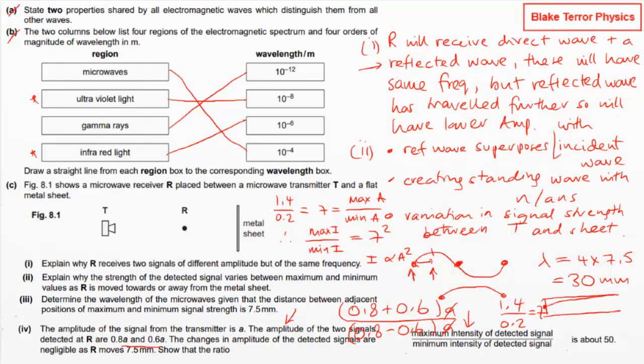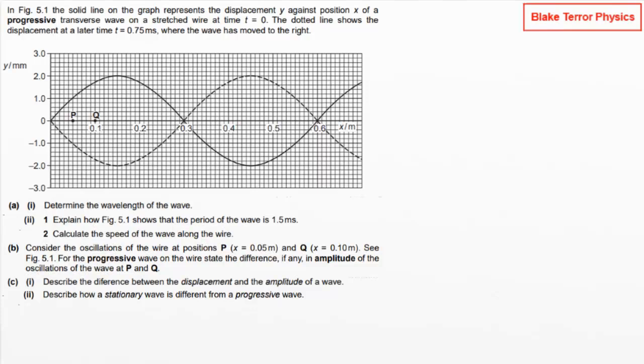Right, that's quite a nice question again. Well, I think we've only got one more to go on this one. Figure 5.1, the solid line on the graph represents the displacement y against position x of a progressive transverse wave on a stretched wire at time t equals 0. A dotted line shows the displacement later.